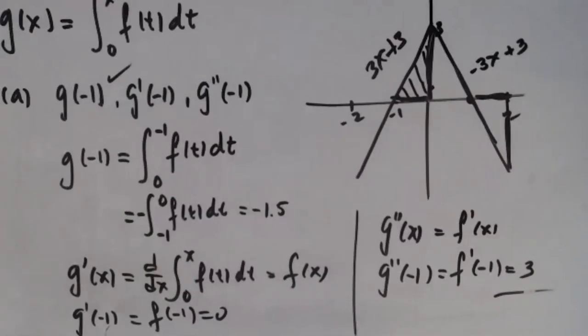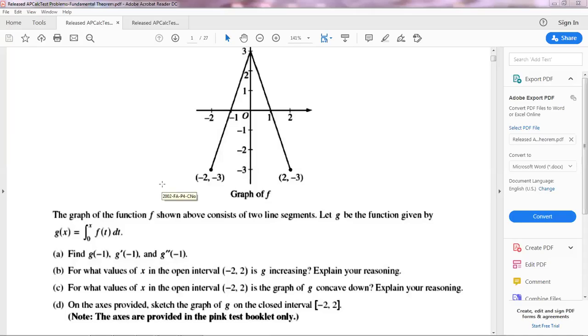Let's go to the next question right here. Okay, so for what values of x in the open interval -2 to 2 is g increasing? Explain your reasoning. Okay, so g of x is increasing. This is the concept you have to handle.